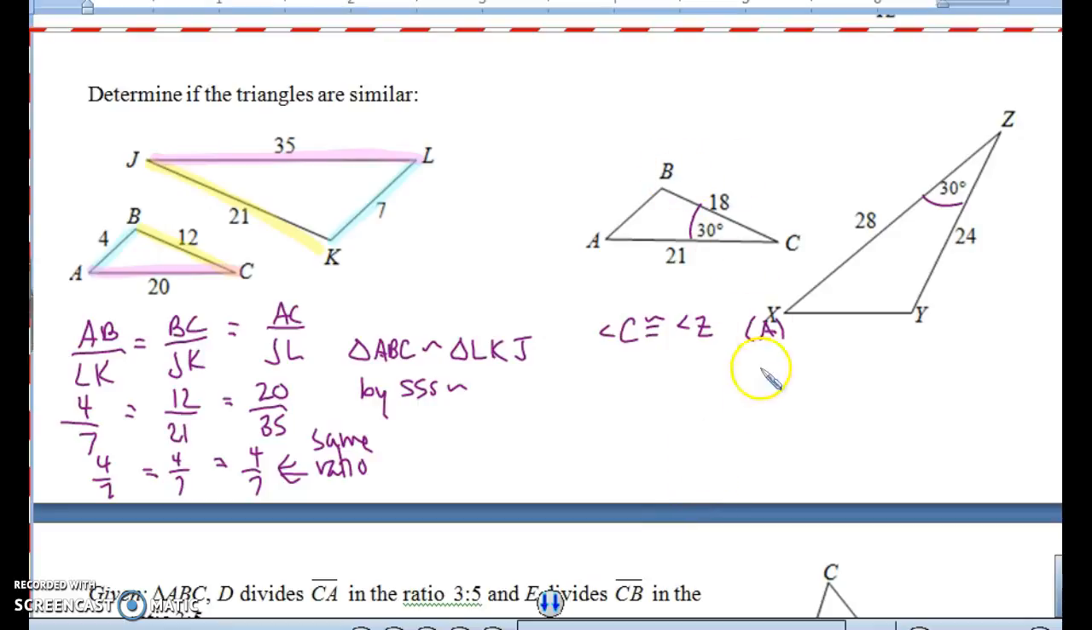Now, the sides on either side of the angle have to be in proportion. So let's compare. Let's use the shorter side right here, BC. Here's BC is the shorter side. What would be the shorter side of the other triangle? Well, it would be YZ right there. So we're comparing BC to YZ. All right, BC is 18, YZ is 24. All right, when you reduce 18 over 24, it becomes 3/4.